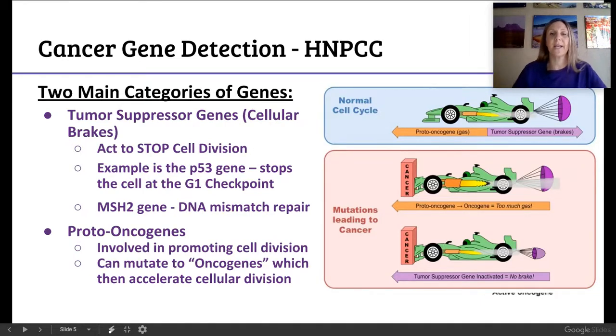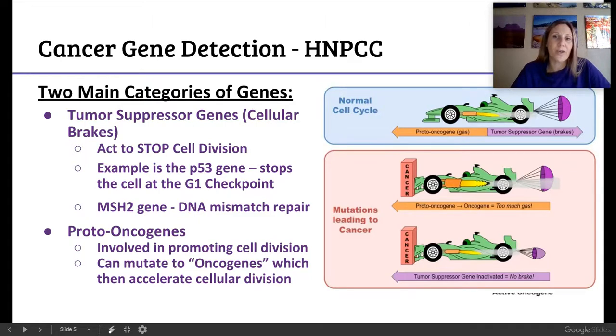So 2 things that I can really focus on here are what is the role of a tumor suppressor gene and what is the role of proto-oncogenes in the development of cancer. So this MSH2 gene is a type of tumor suppressor gene, and it's involved in DNA mismatch repair, which pretty much means that it basically corrects errors in DNA replication.